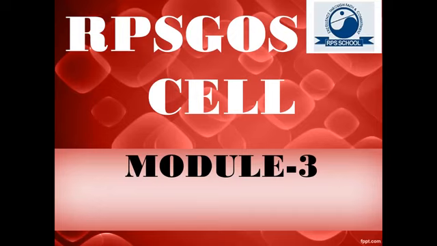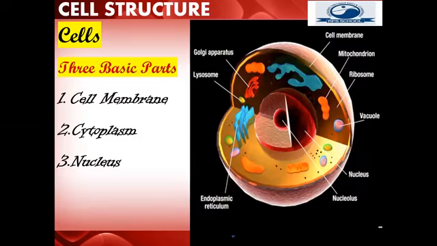Today's topic is the cell, which we have already started and discussed a few of the topics. Today, in Module 3, we will study the cell structure. We will study the basic parts of the cell. Cell structure. A cell has three basic parts: cell membrane, cytoplasm, and nucleus.